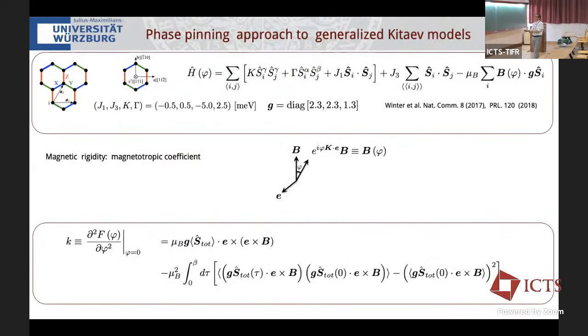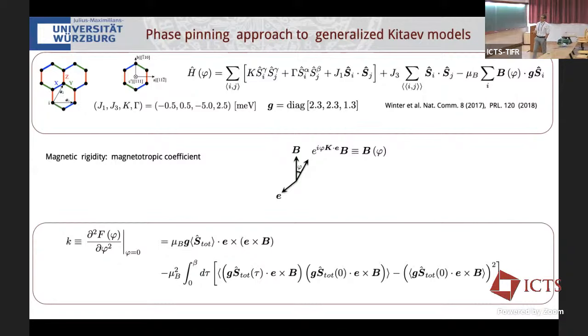So this is still work in progress, but let me give you an example where we do hope that this method will be useful also for experiments. You maybe have seen this Hamiltonian for ruthenium trichloride. We took this Hamiltonian from the work of Winter and Valenti, and many more. The dominant coupling is the Kitaev, there's the gamma, there's a J1, J3, and also these g factors. So we can use this phase spinning method to simulate this full model in a magnetic field.